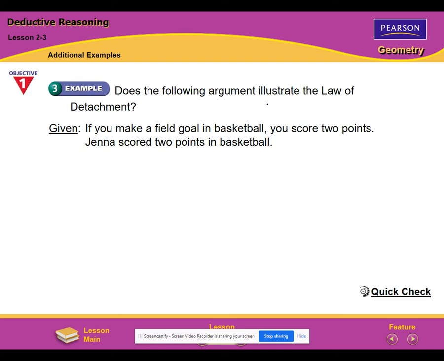Now, this is a good one. You got to think through this one now. A lot of students get this one wrong. Does the following argument illustrate the law of detachment? If you make a field goal in basketball, you score 2 points. Jenna scored 2 points in basketball. Break it down into its parts. You do not need to know basketball to answer this question.